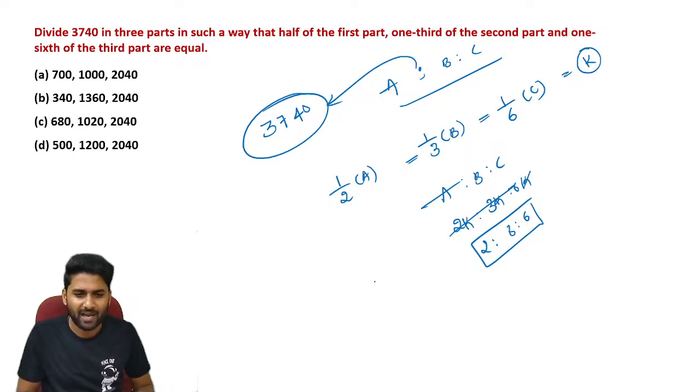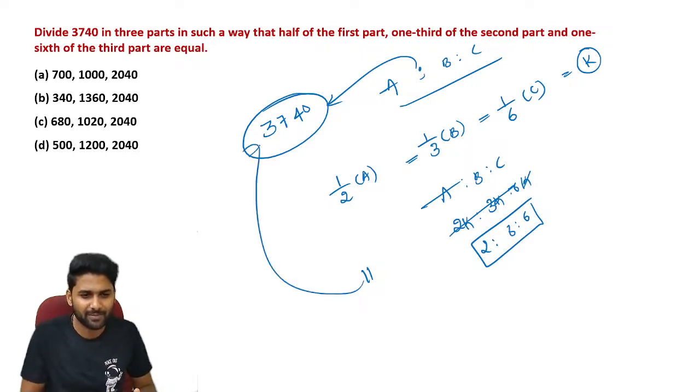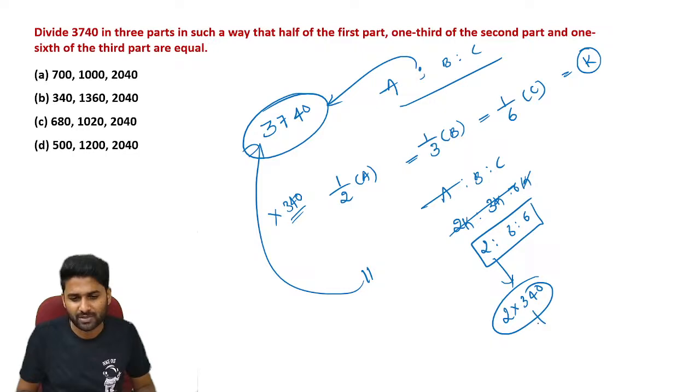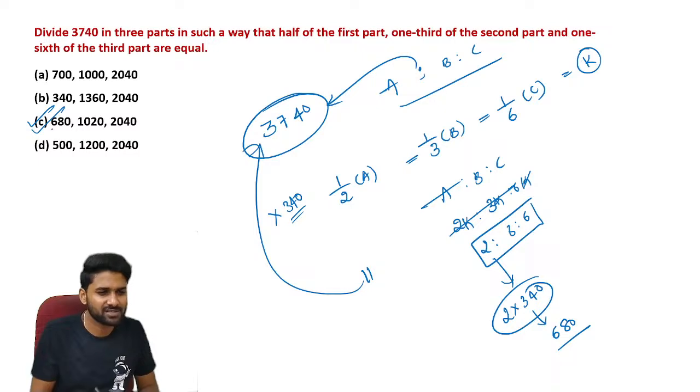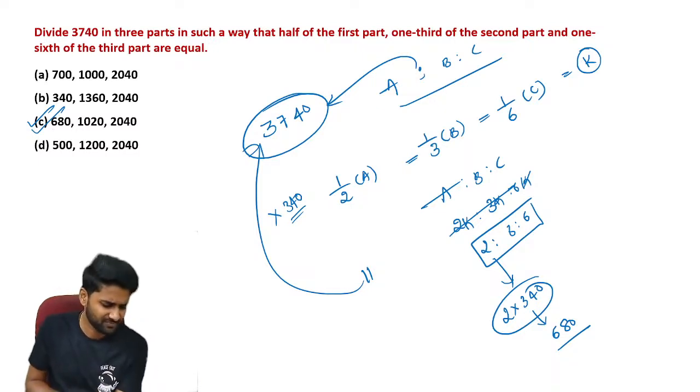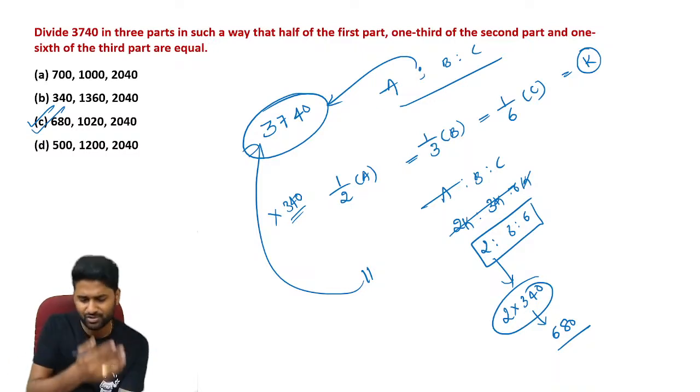Means if I have 11 rupees, I have to pay 2 rupees for A, 3 rupees for B, and 6 rupees to C. Now we have to identify the value of those 3 parts. If 11 becomes 3740, now each value is 340 times. If each value is 340 times, then the first part is 2 into 340, which is 680. So we have only one option available with 680, then directly choose that option. So why waste our time identifying B's value and C's value? We have that option, choose it.